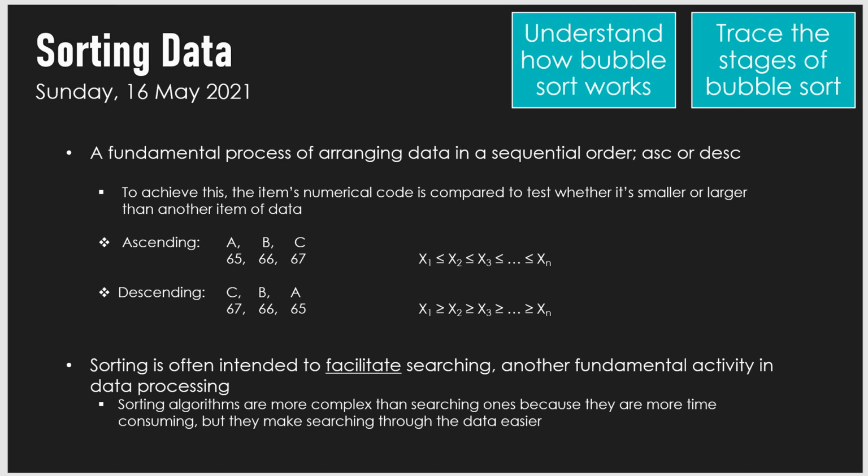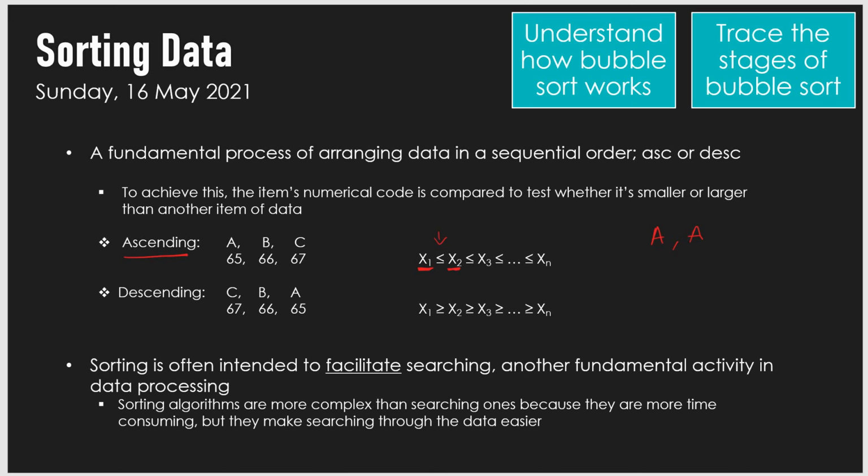Now, what the encoding table will have, again, is a character that's been assigned a numerical value. That numerical value is what's going to be checked, and for an ascending list, we need the value of the first item in the array to be either less than or equal to the value of the second item in the array.